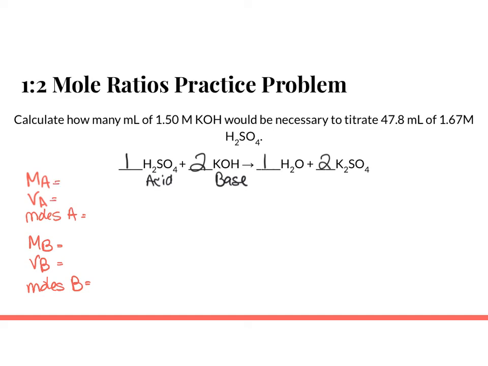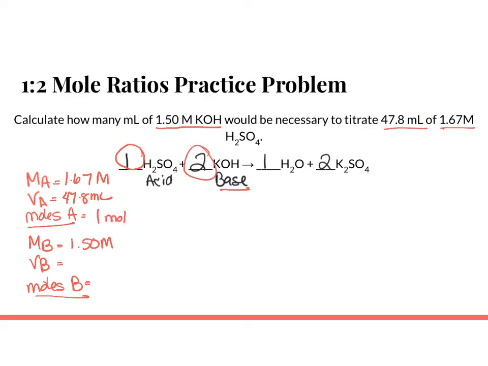As I start looking, it says 1.5 molar KOH. We know that KOH is our base, so this is going to be 1.5 molar. We know that we're titrating 47.8 milliliters of 1.67 molar H2SO4. That's going to be our acid, so my Va is 47.8 milliliters, and 1.67 molar. Now I need the moles of A and the moles of B. That's just the coefficient out front. So I have 1 mole for A, I have 2 mole for B, and I'm looking for Vb.